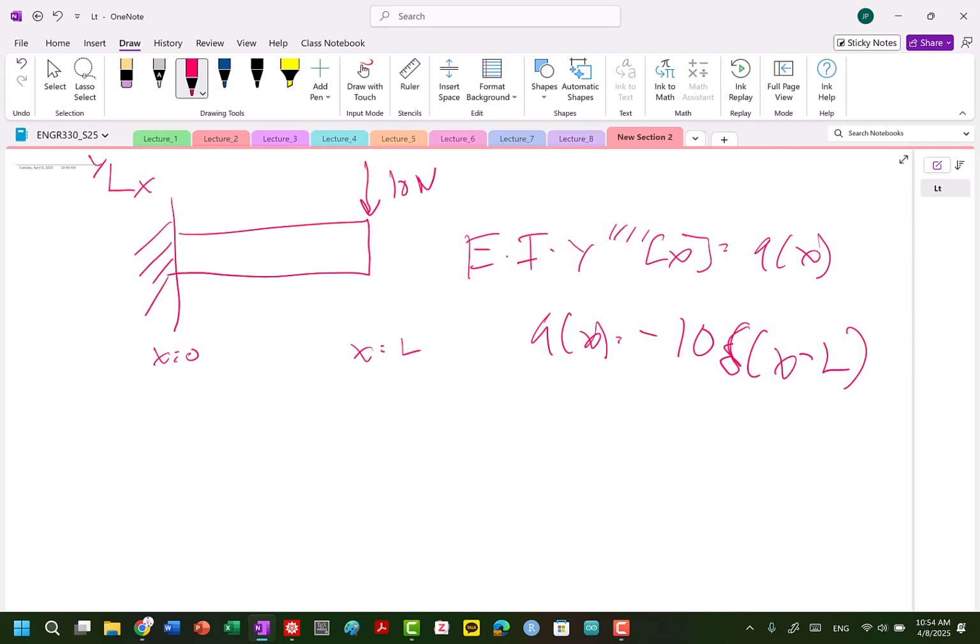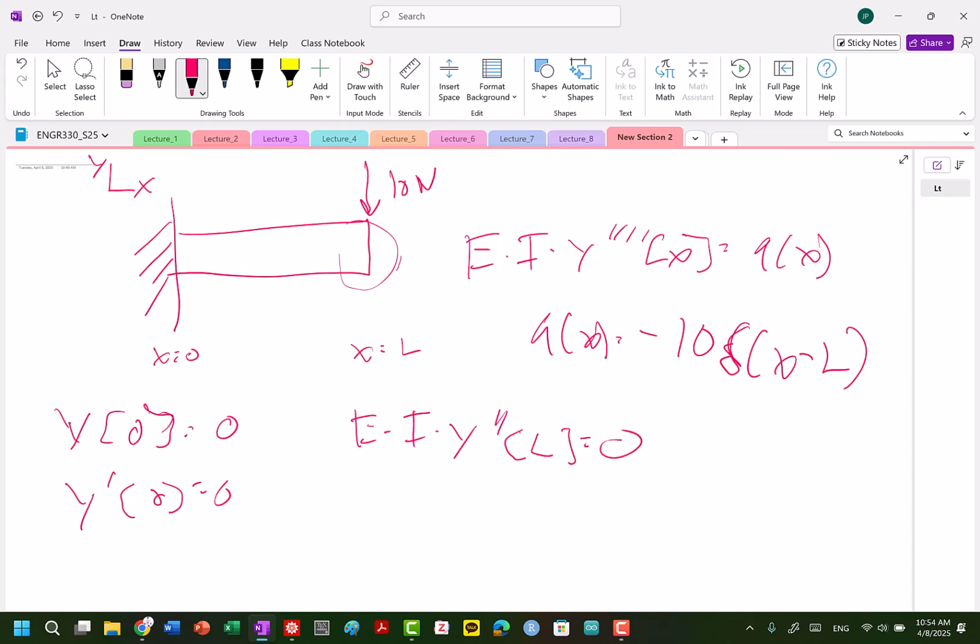And we're going to set up our boundary conditions where we know the deflection of our beam at 0. So y of 0 is equal to 0. y prime of 0 is equal to 0. We know that there should be no restoring moment or bending moment to the beam here at the end. So we know that E times I times y double prime at L is equal to 0. But we need to find our last boundary condition.